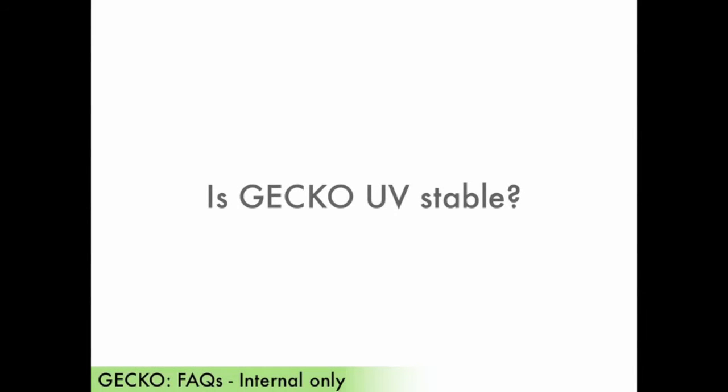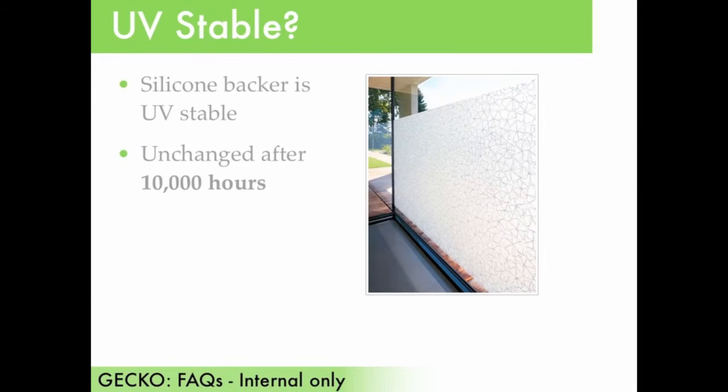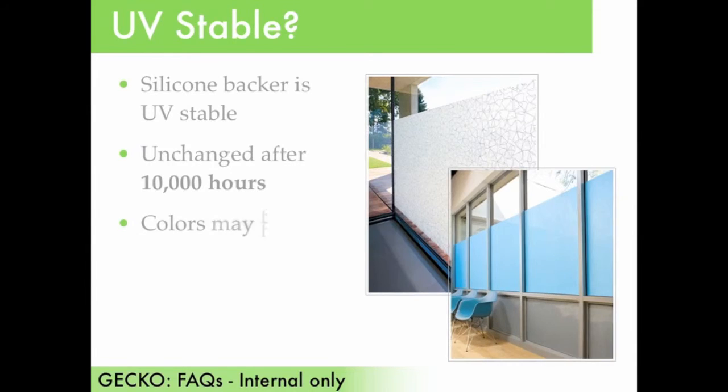Is gecko UV stable? The special silicone backer is UV stable. In one instance, for example, the gecko adhesive properties remained unchanged after 10,000 hours of exposure in the warm conditions of Arizona. Be aware that colored materials may undergo fading due to ultraviolet and visible light. Finally, gecko is temperature stable up to 390 degrees Fahrenheit or 200 degrees Celsius.